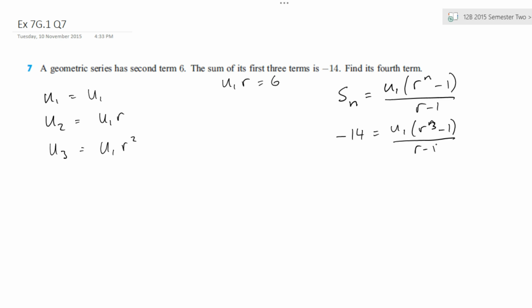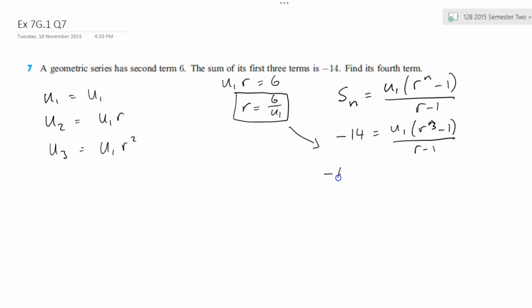Now that's got a nice factorisation, R cubed minus 1. If you can remember it, that might let us simplify that a little bit. I think we might try and struggle on without simplifying that though, and it might make it a little bit easier for you. So let's see if we can do it a different way. So here I'm just going to get an expression for R. R equals 6 divided by U1. That's something that I can use, and I'm going to substitute that value into this equation for Sn.